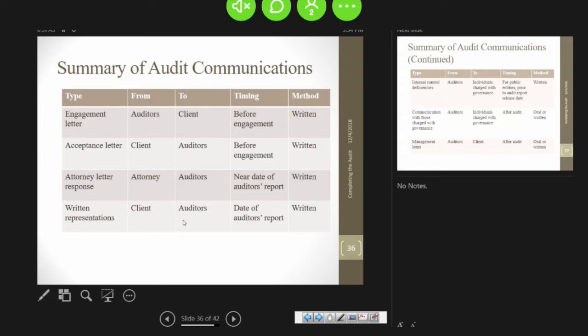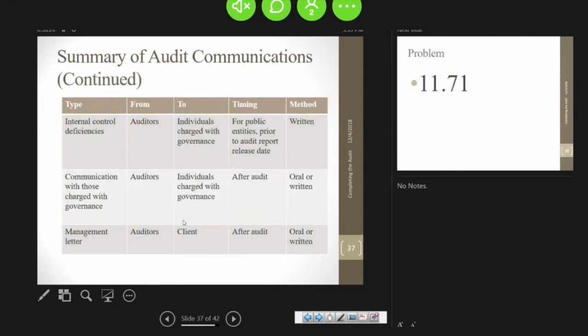I talked about written representations, which is what the client provides the auditors: the client's responsibility for the financial statements and internal controls, and affirming to the auditors that we provided you with all the information, answered your questions, and made available the people that you need to speak with. That is issued as of the date of the auditor's report. And remember, the date of the auditor's report is the date that the auditor ends field work, meaning when they feel confident that they've collected sufficient and appropriate audit evidence.